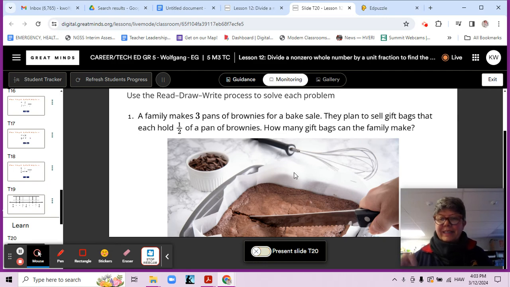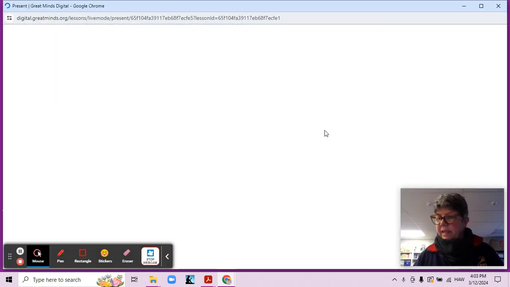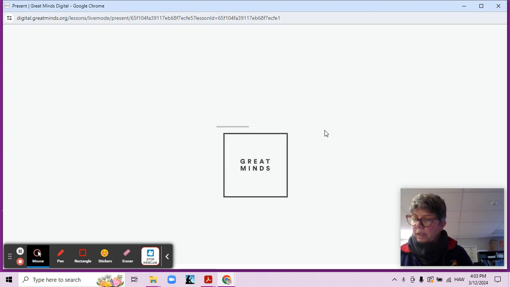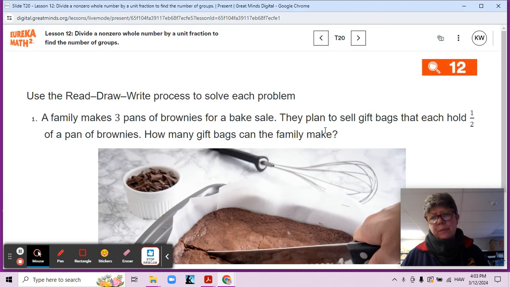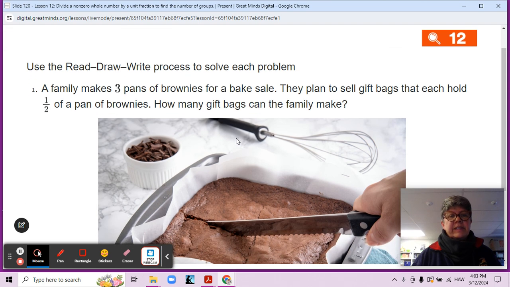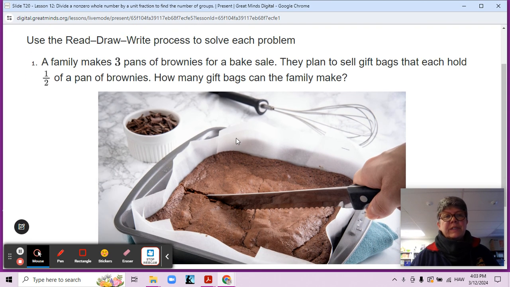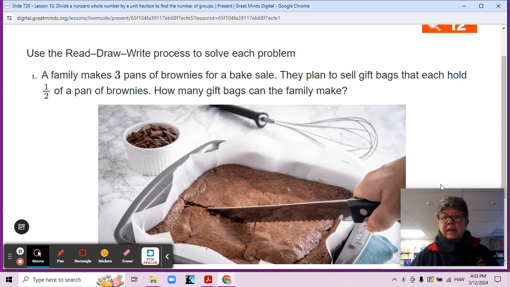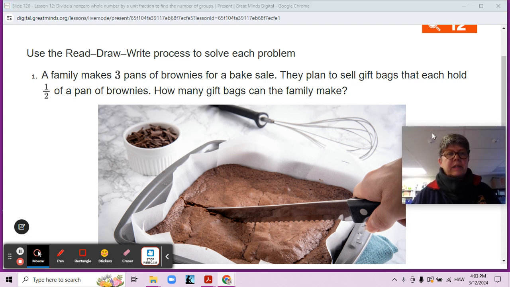Hey guys, here we are in the second video of lesson 12, and you can see that we are working on number 1 on page, I think it's on page 107, but it's in lesson 12 in your book. It looks like this, and it has some brownies that a family made for a bake sale. A family makes 3 pans of brownies for a bake sale. They plan to sell gift bags that each hold 1/2 pan of brownies. How many gift bags can the family make?